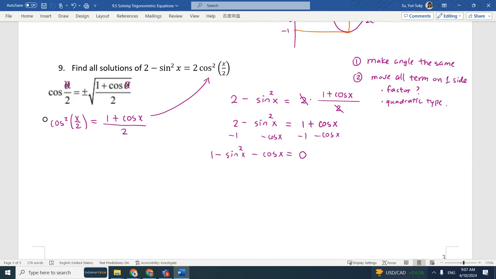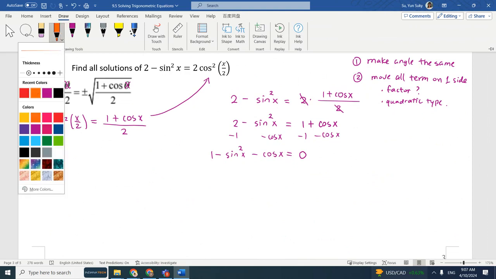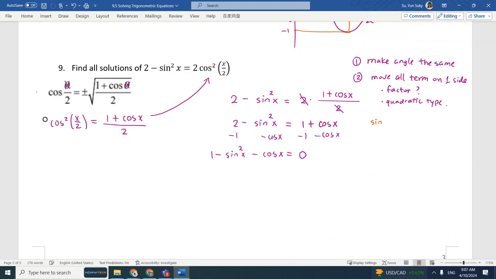And then in this step, we need to use the trig identity, which is sine squared plus cosine squared equals 1. Is everybody familiar with this trig identity? And there are alternate forms. The sine square is 1 minus cosine square, and the cosine square is 1 minus sine square. So they are alternate forms.